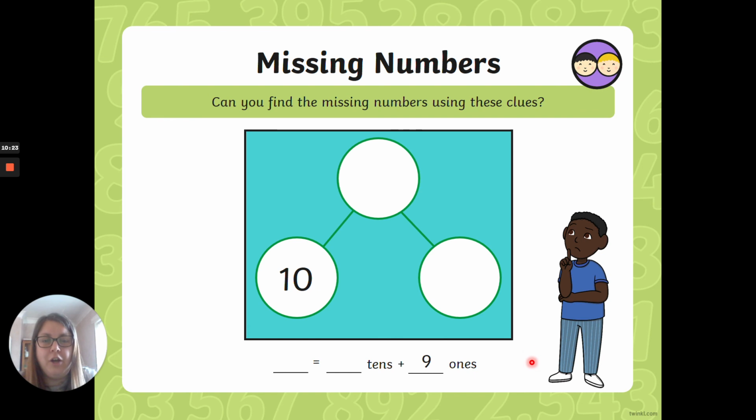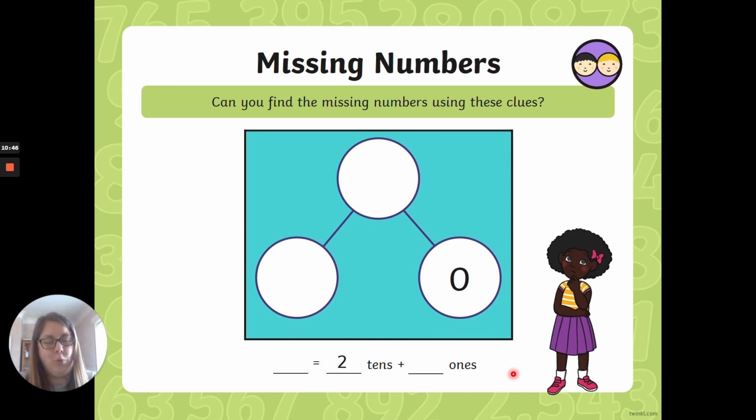Okay, so there you go. So I've given you one part there. I've given you the other part there. What can you complete? The part whole model and the number sentence at the bottom. Pause the video. So I know I've got 1 10 and I've already got 9 ones. Therefore, that must be 19. Well done if you did that.